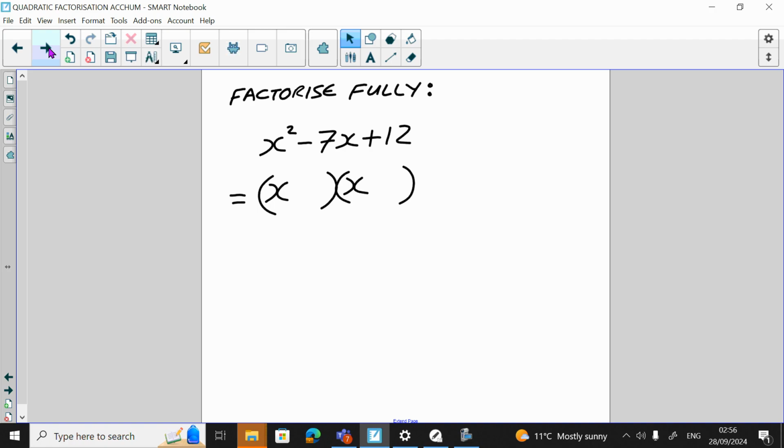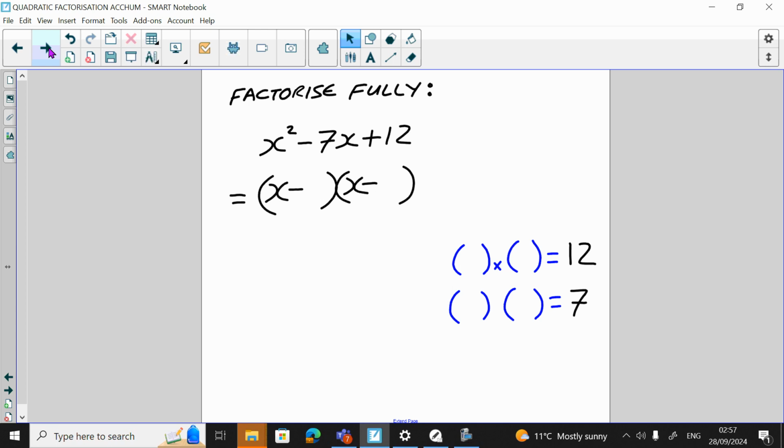Let's start thinking. The end term is positive, so the signs are the same. They've got to be the same as the middle term. That means they're both negative there. That's fine. Let's go and get the checks here.